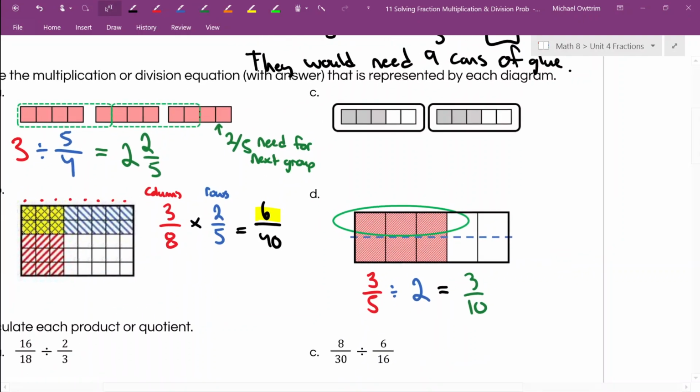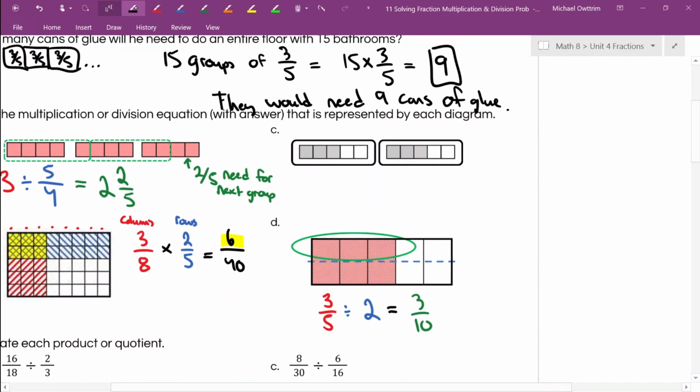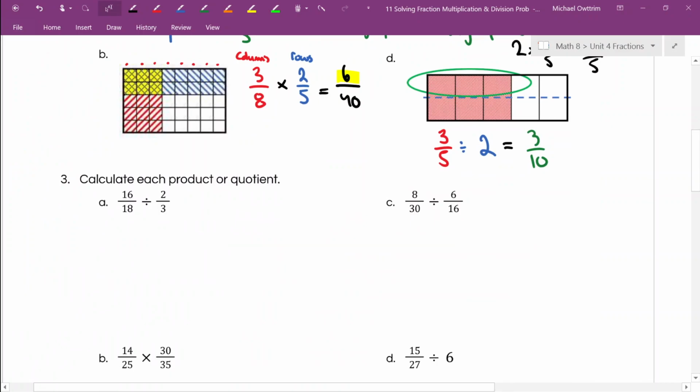So with those ones, those are obviously ones that you need to know your models a little bit closely for to be able to recognize the kind of general format of it prior to filling in your numbers. For question C, we've got two groups and then in each group is 3/5. So this will be 2 times 3/5, which makes 6/5 in total.